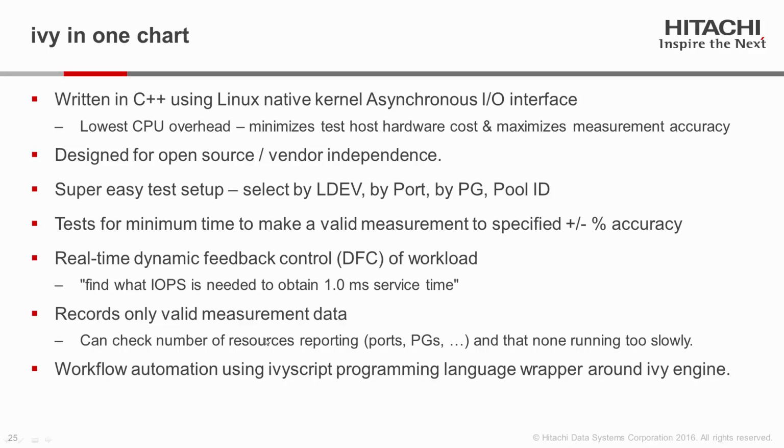And then in terms of producing the quality of the output, we record only valid measurement data. Not only do we measure for long enough to obtain a statistically valid measurement, but we can invalidate that measurement if the test setup didn't have the right number of ports reporting, let's say, and that none of those ports was running significantly slower than all the others. And of course, we've demonstrated automation of a workflow using IvyScript programs to show that we can automate entire test workflows. Thank you very much.